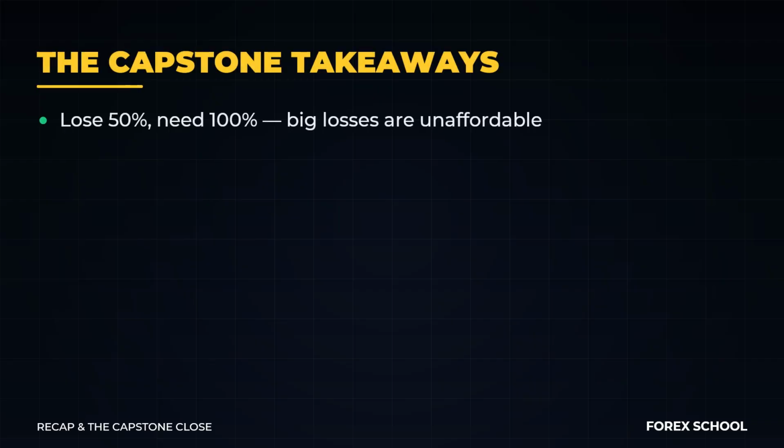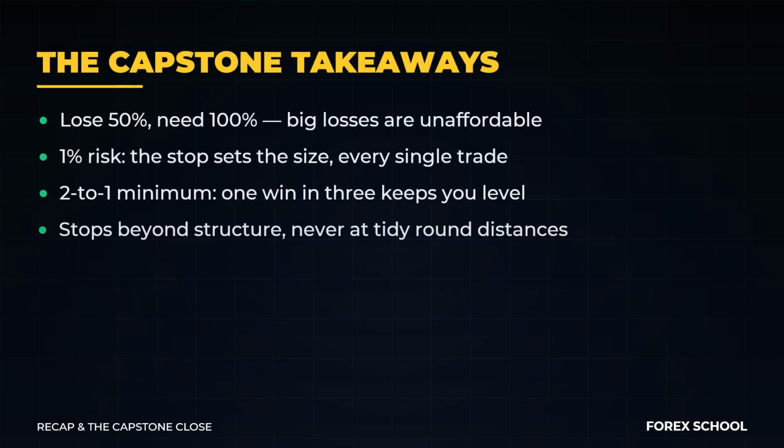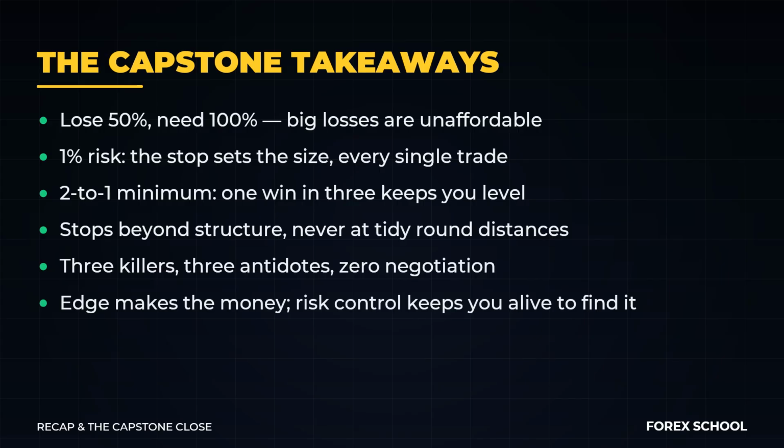Let's carve the capstone takeaways into stone. The drawdown maths, losses compound against you, lose half, and only a double brings you home, so the first job is never to need one. The 1% rule, risk budget divided by stop distance times pip value gives the lot size, the stop sets the size, never the reverse.